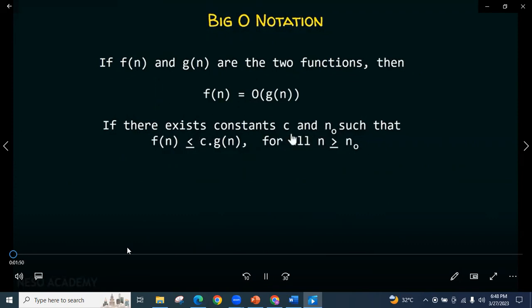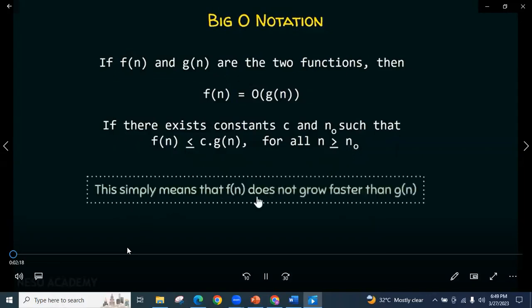We must have these two constants such that f(n) will become less than or equal to c dot g(n), okay, for all n greater than or equal to n naught. So these are the two constants c and n naught. C must be multiplied by g(n) so that f(n) will become less than or equal to c dot g(n), and this must be satisfied for all n greater than or equal to n naught. These two constants we have to find out.